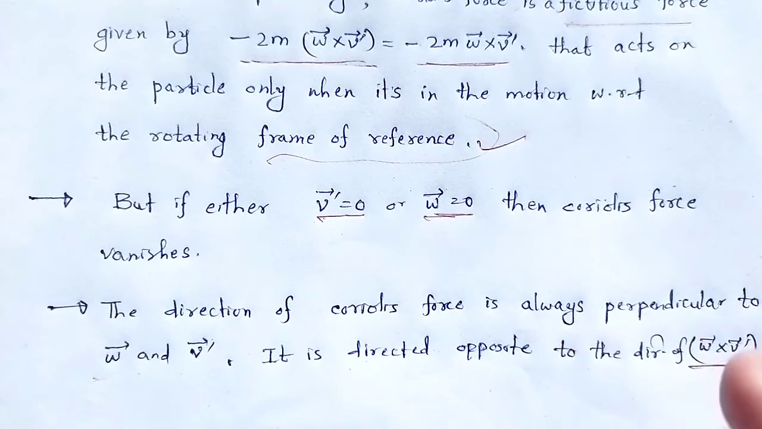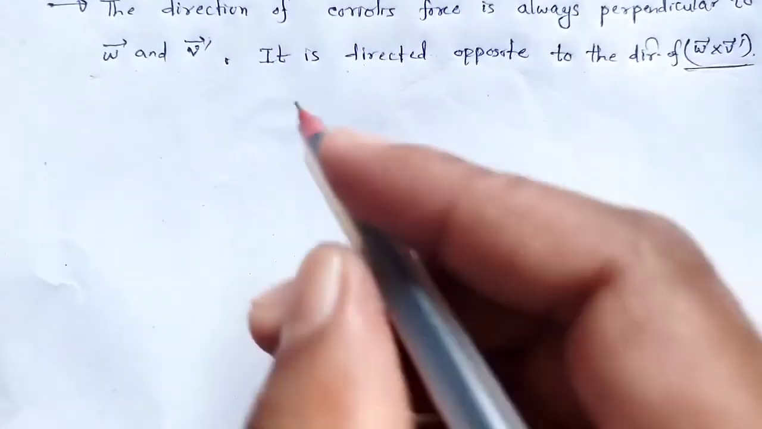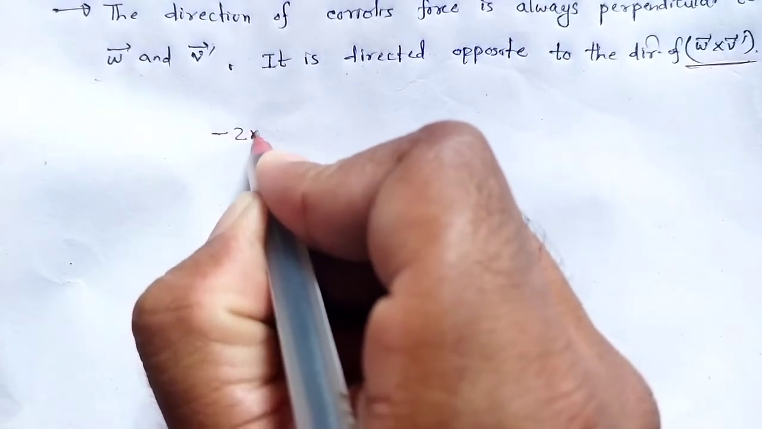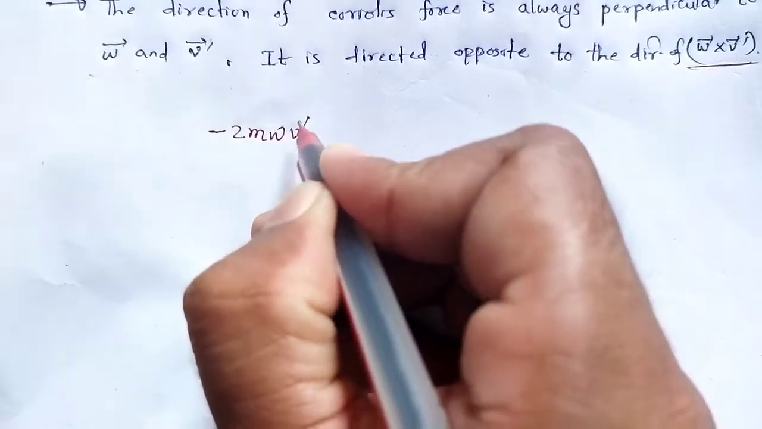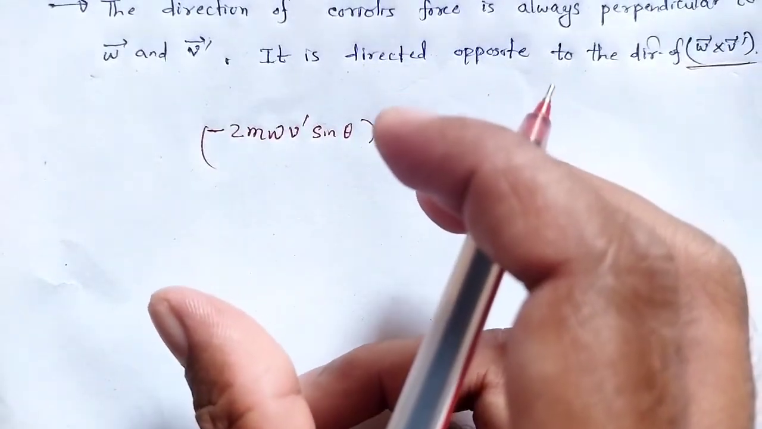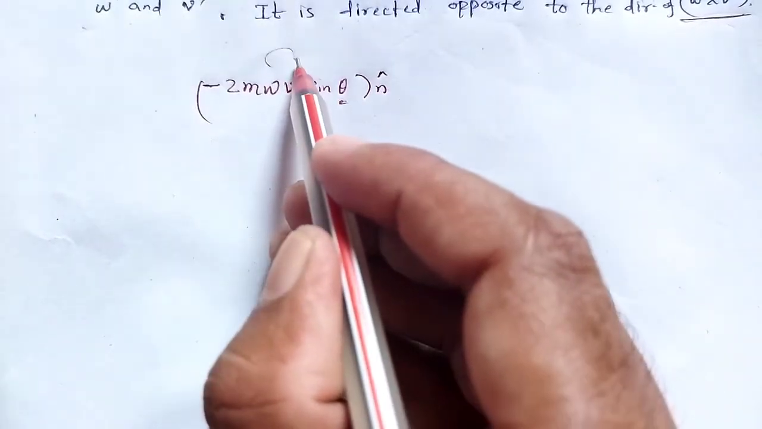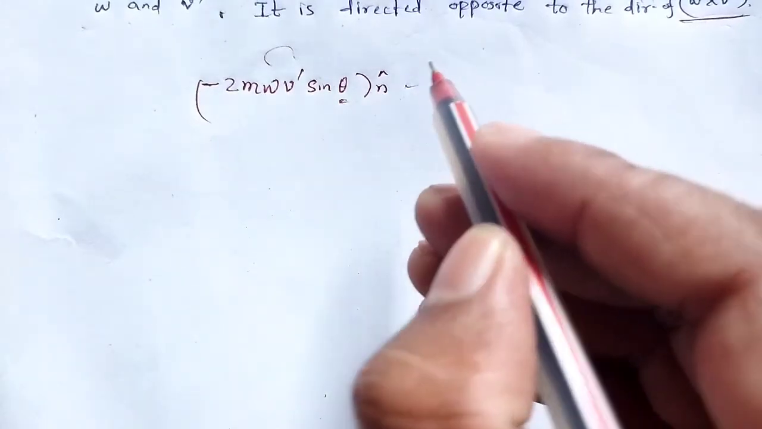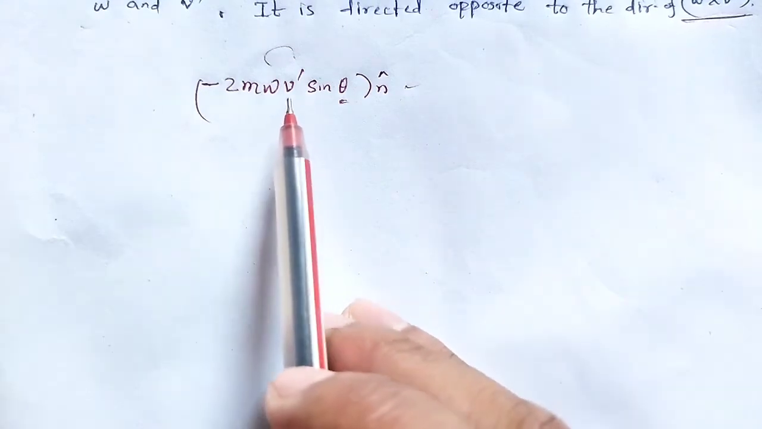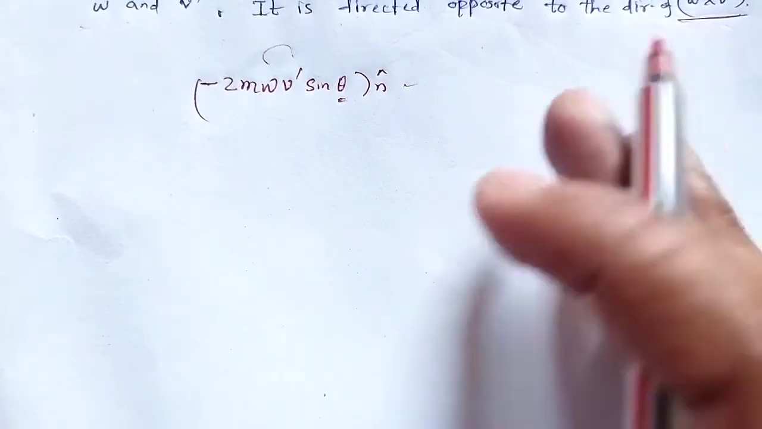Again, we use the vector product formula for the Coriolis force, omega cross v dash. We can say the Coriolis force is minus 2m omega v dash sin theta n cap, according to the vector product rule, where theta is the angle between the omega and v dash vectors and n cap is the unit vector perpendicular to the plane containing omega and v dash. The direction of omega is always along the axis of rotation, from south to north pole.